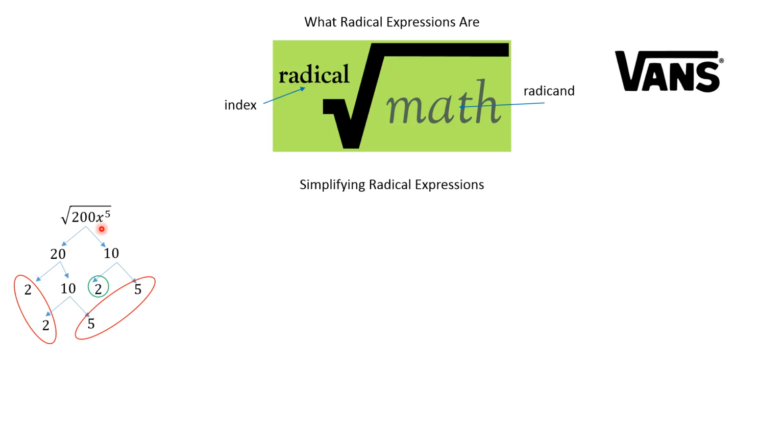We don't really need a factor tree for the variables. X to the 5th is x times x times x times x times x. There's 5 x's there. How many pairs do we have? 2, with 1 left over. And so we get the 10, 2 times 5, x squared, because we had the 2 x's. And then left over, there was a 2 and that other x left on the inside.